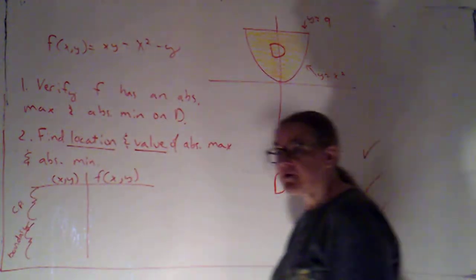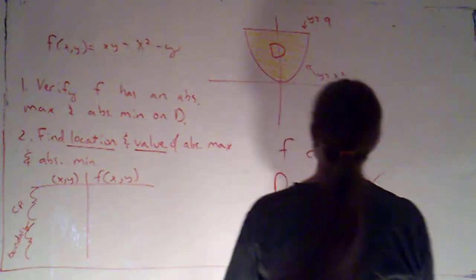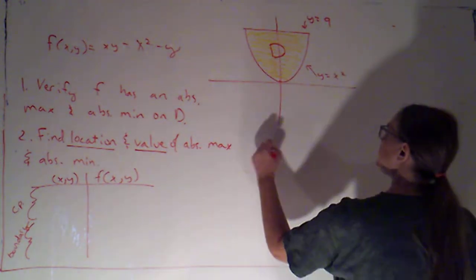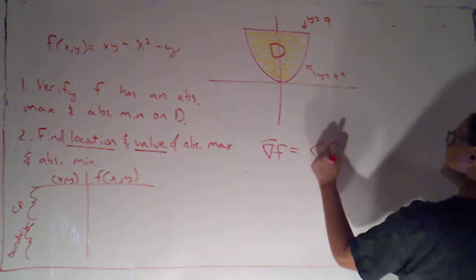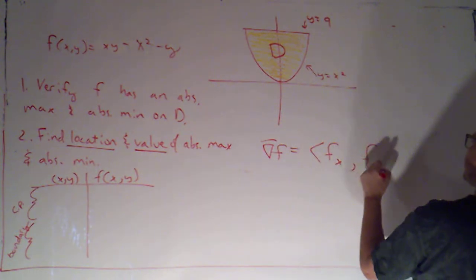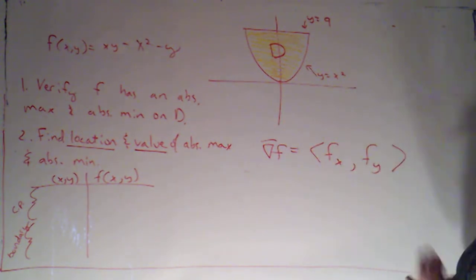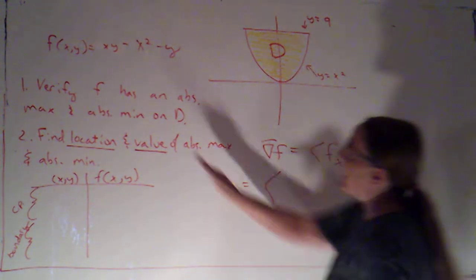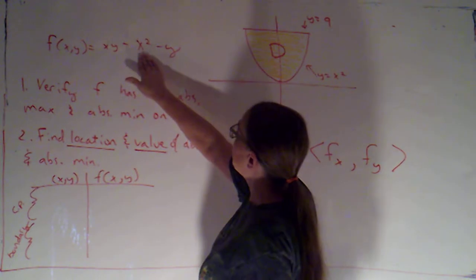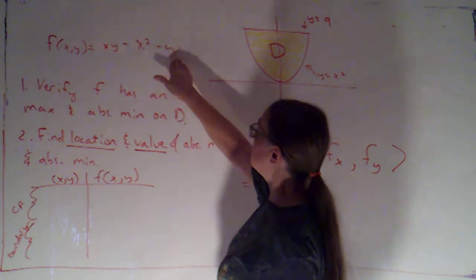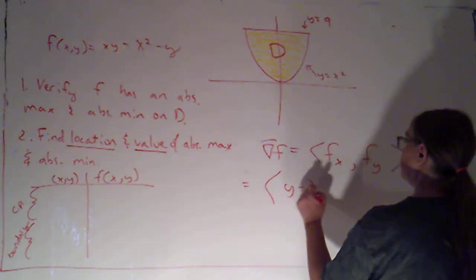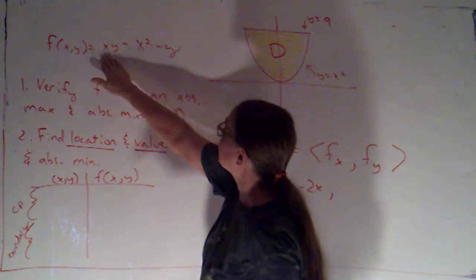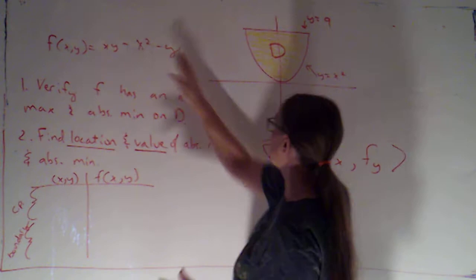Okay, so let's go ahead and look at critical points first. So I'm going to take a look at the gradient. So the gradient of f, partial of f with respect to x, comma, partial of f with respect to y. Let's see, partial with respect to x, that's going to be y - 2x - 0. Partial with respect to y, that's going to be x - 0 - 1.